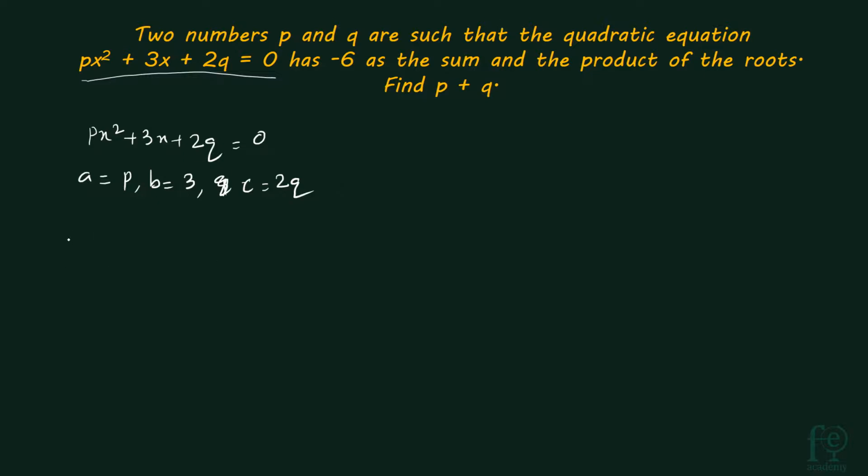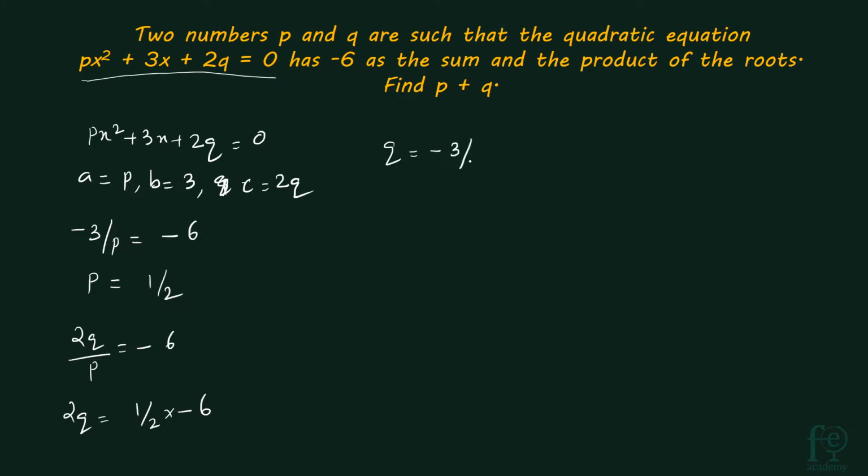Sum of the roots is equal to minus b by a. So minus 3 by p is equal to minus 6, which gives us p is equal to 1 by 2. Then c by a, that is 2q by p, is also equal to minus 6. So you will be getting 2q is equal to p into minus 6, or 1 by 2 into minus 6, which gives us q is equal to minus 3 by 2.